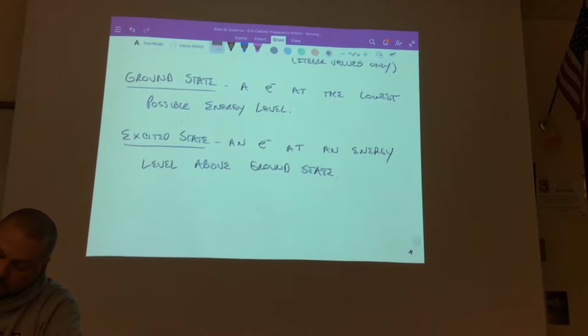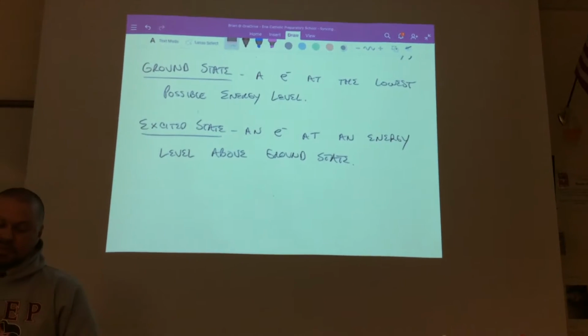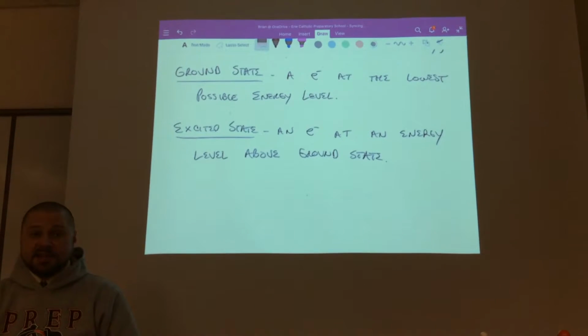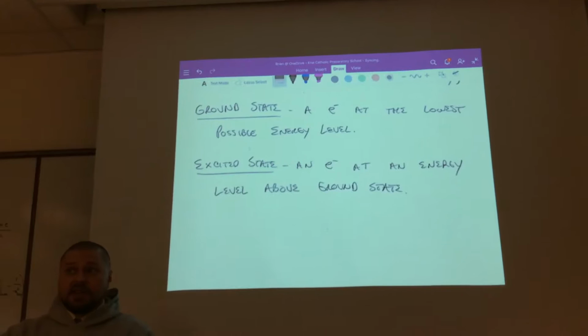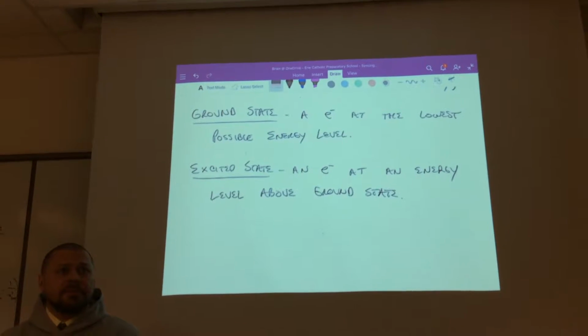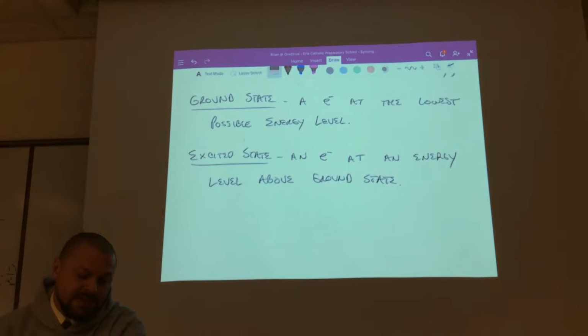So if you remember that little simulation I showed you, the electron started out at the lowest energy level. We hit it with light and we could boost it to a higher or excited state. And then eventually that electron dropped back to its lowest possible state, which would be ground level. Okay, ground state.